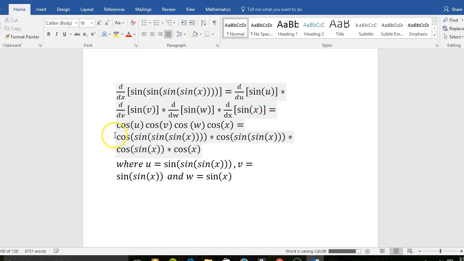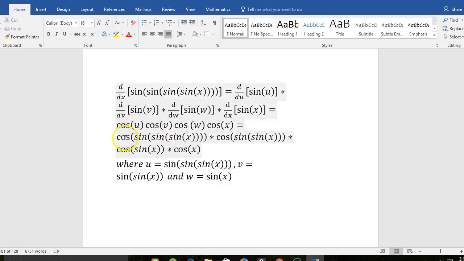Now d by du of sine u is cosine u. D by dv of sine v is cosine v. D by dw of sine w is cosine w. D by dx of sine x is cosine x. So we have cosine u times cosine v times cosine w times cosine x. But we have to go back and replace the three letters u, v, and w with what they are in terms of x. From the get-go, u equals the sine of the sine of the sine of x, v is the sine of the sine of x, and w is just the sine of x.